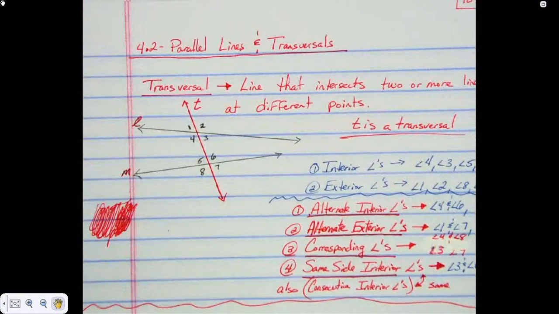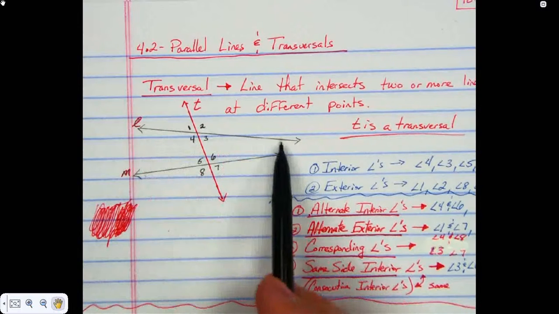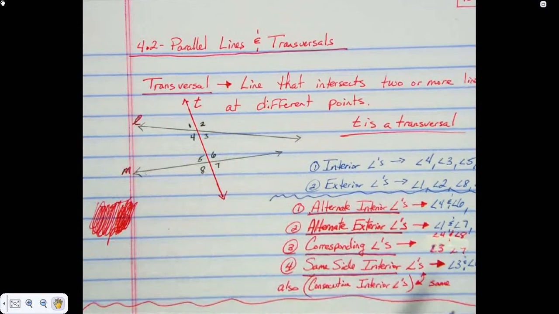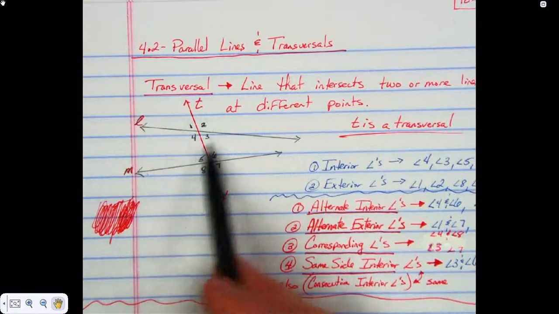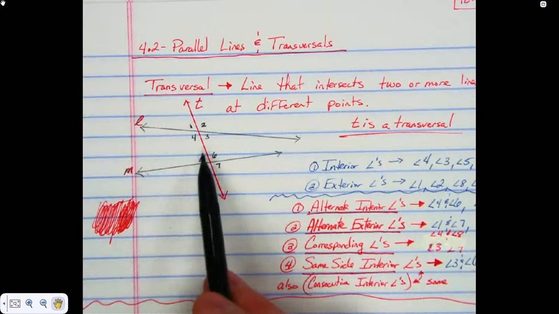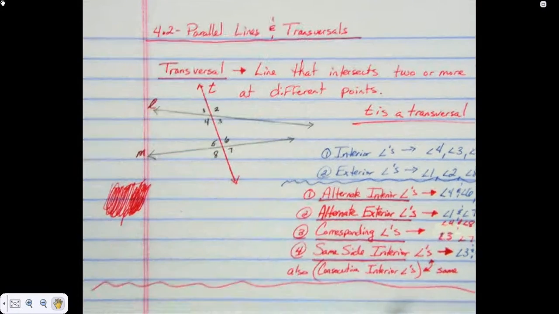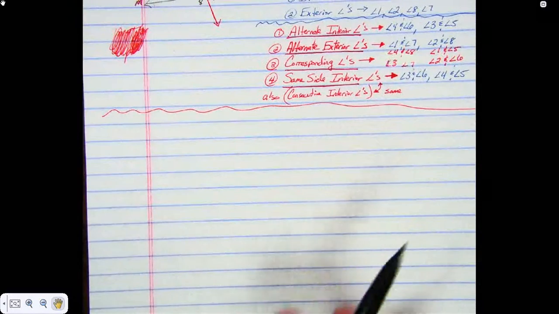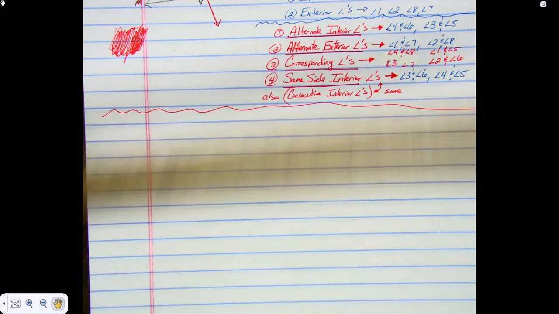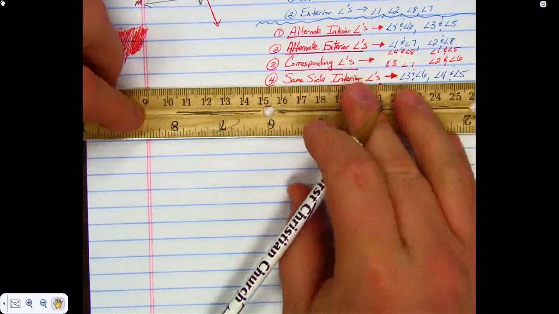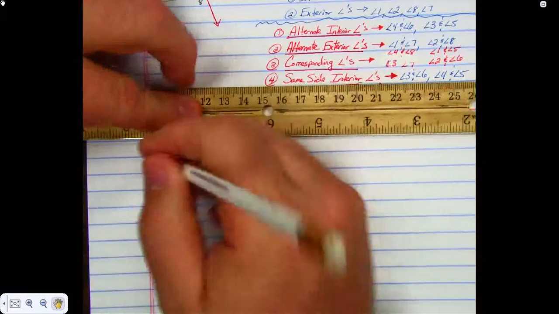Here, L and M, would you say L and M were parallel lines? No. They weren't, were they? And it looks like up here has nothing to do with down here. Doesn't look like they're the same or anything, right? Nothing special. The whole reason we learn about this is because you should have a completely different opinion when I draw two parallel lines and cut them with a transversal.